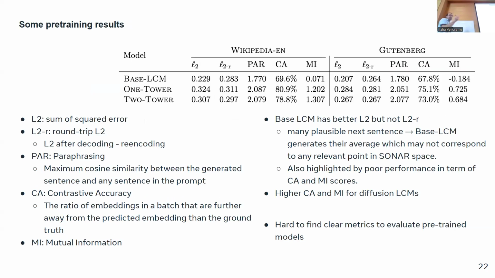Here are some results on the pre-training. The training stages are very similar to what is done for LLMs. So we have pre-training with unsupervised data, a bunch of text basically, where we try to predict the next sentence, and then we have some fine-tuning with supervised data. Here we compare the three versions on different texts, Wikipedia and Gutenberg books, and we have a bunch of metrics here, which is basically the L2 distance between the expected vectors and what we predicted, and the round trip L2. After generating the vector, we can use the decoder to decode into text, re-encode this text into a vector, and see whether what we generated, which is never perfect, can be decoded by a decoder and make sense. So that's the round trip.